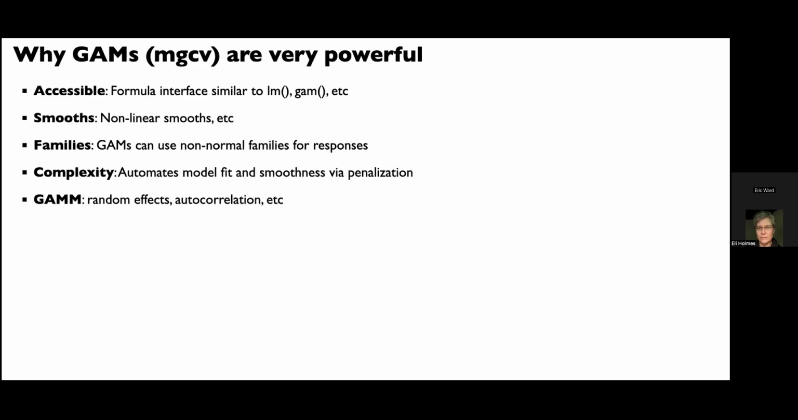I will add too, in addition to MGCV, there's other R packages that allow us to extend these models, including autocorrelated errors and complicated random effect structures. That's kind of beyond the scope of what I'll talk about today, but be aware that those are out there.